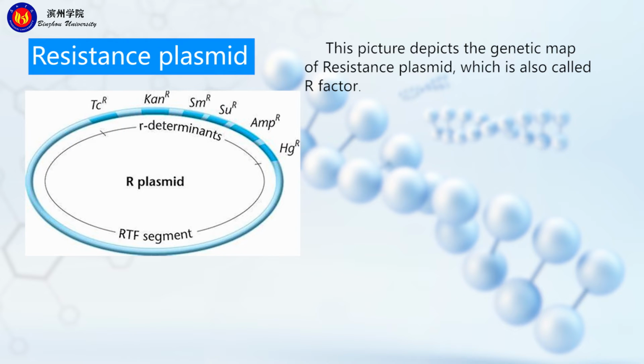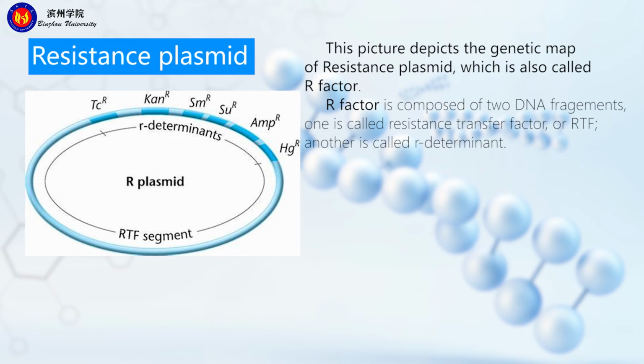This picture depicts the genetic map of resistance plasmid, which is also called R factor. R factor is composed of 2 DNA fragments. One is called resistance transfer factor, or RTF. Another is called R determinant.